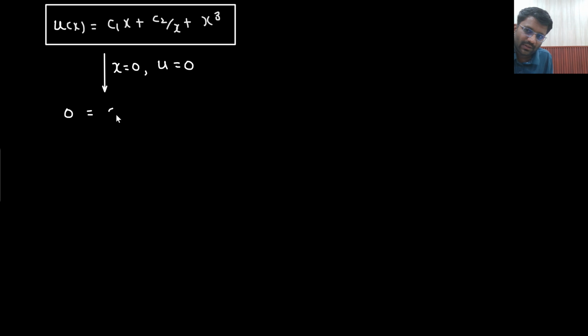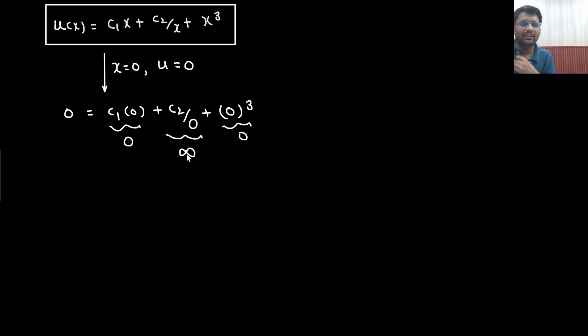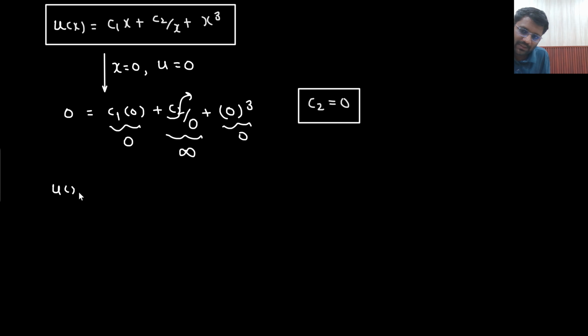So this term will be gone. C1 into 0 plus C2 by 0 plus 0 cube. The first term will give 0 only, and the last will also give 0 only. But C2 by 0 is saying that, sir, I will throw infinity. That means this guy is creating the problem. If C2 is not 0, then it will give infinity, so C2 has to be 0. There is no other chance. So if C2 is 0, then u of x is coming out to be C1x plus x cube only.